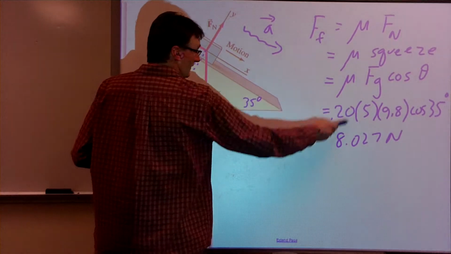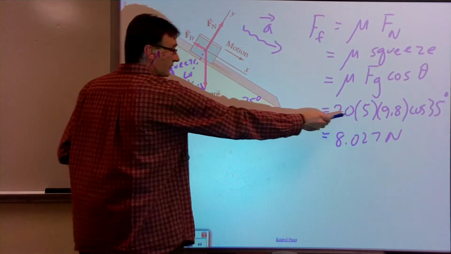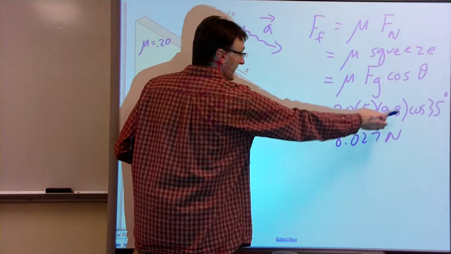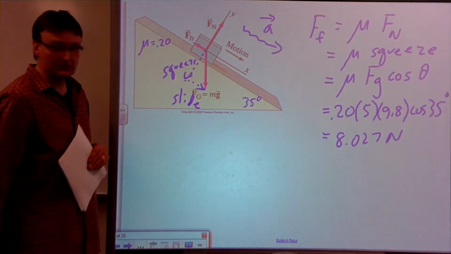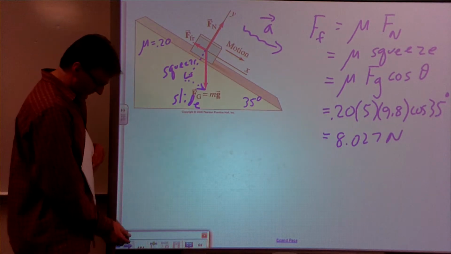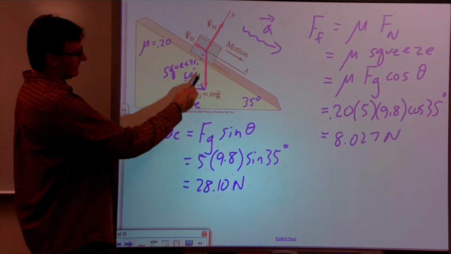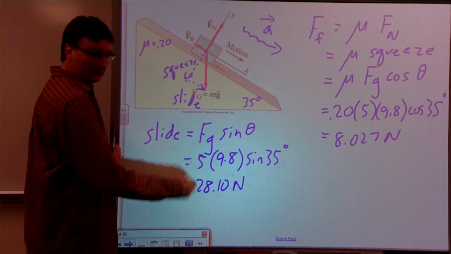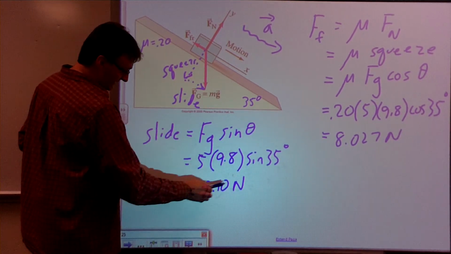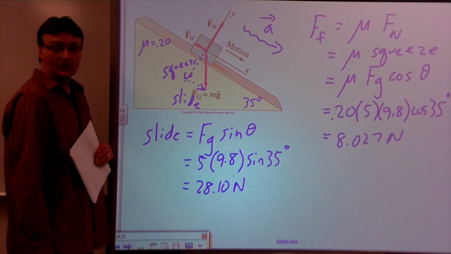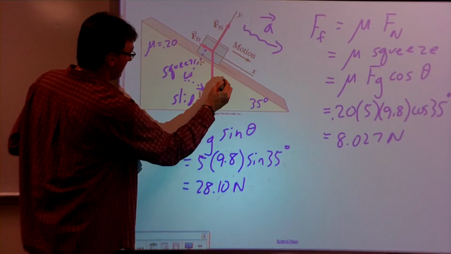And now we can just put our numbers in. Mu is 0.20, the mass is 5 kilograms, g is 9.8, and cos of 35 degrees. And we get 8.027 newtons for the force of friction. Then we'll find the slide component. The slide component is Fg sine theta. Put the numbers in, 5 times 9.8 times the sine of 35 degrees, which is 28.10 newtons.